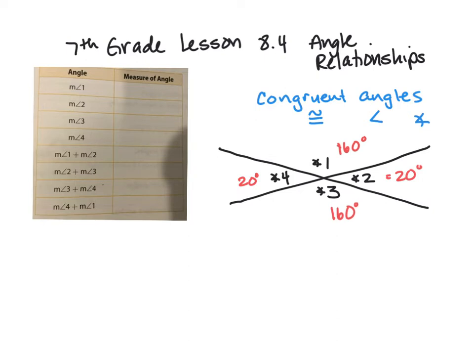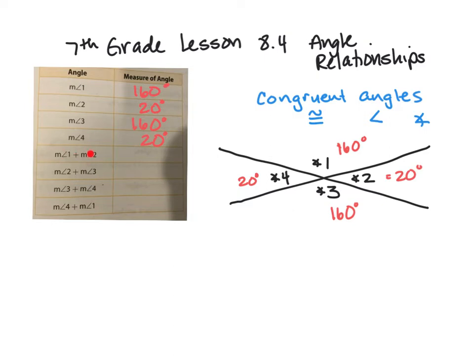So they asked me to fill in the information. The measure of angle 1 is 160 degrees. The measure of angle 2 is 20 degrees. The measure of angle 3 is 160 degrees. The measure of angle 4, 20 degrees. Then they want me to add some of them together.